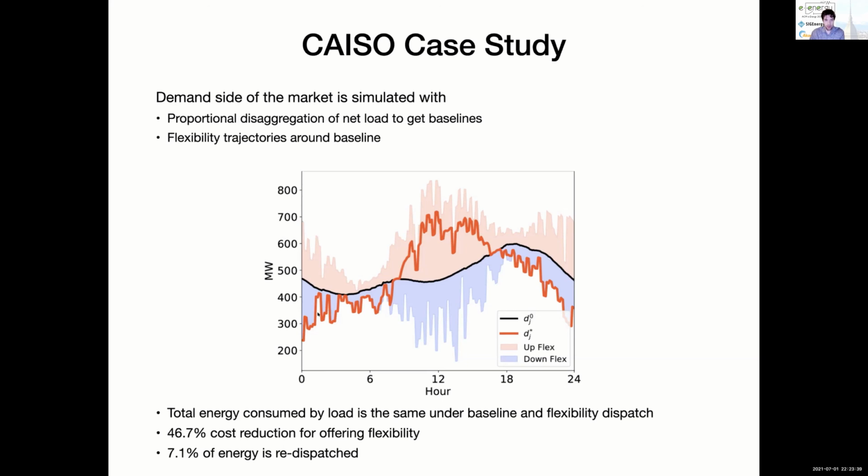So the area under the red curve and the black curve are the same. That's the total energy that's consumed. However, by offering this flexibility, the load sees in this simulation nearly a 50% cost reduction for redispatching only 7% of its energy. So there's a big incentive for loads to do this under the right mechanism design.